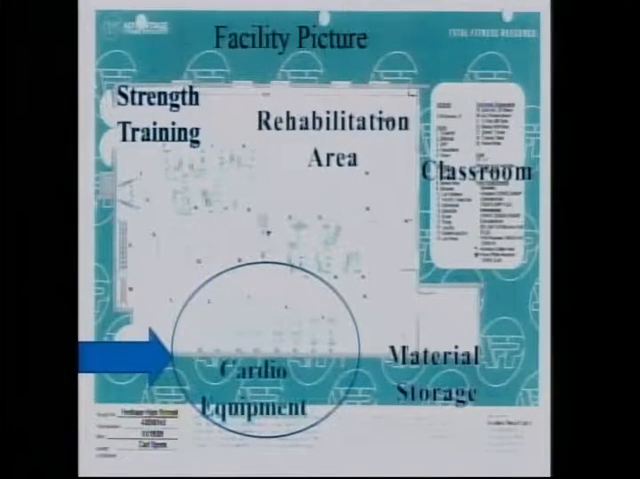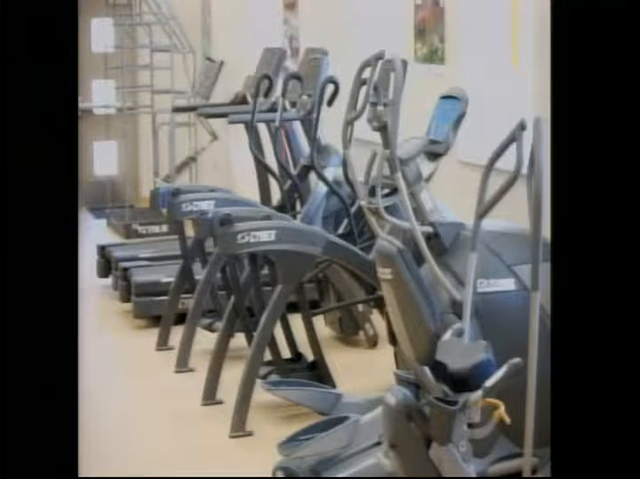This is a picture of what our facility looks like. They did an amazing job designing the facility when Heritage High School was built 6 years ago. We have a strength training center, rehab center, cardio equipment, and of course a classroom and material storage. So we thank the board for offering this with our school. Here's a picture of some of our equipment.